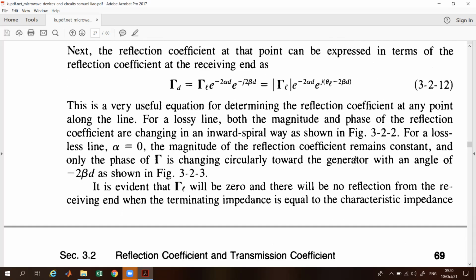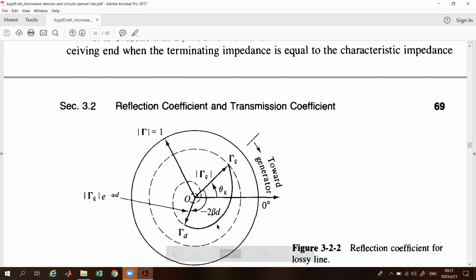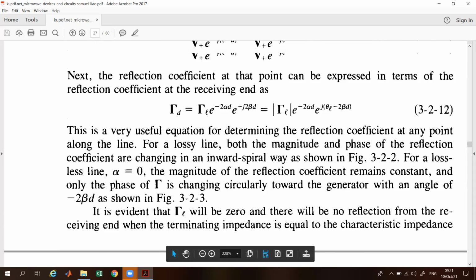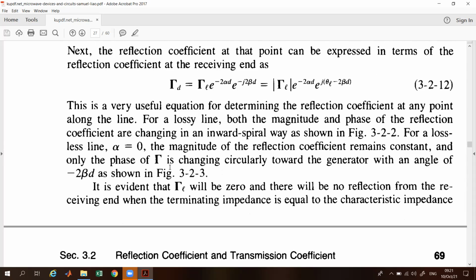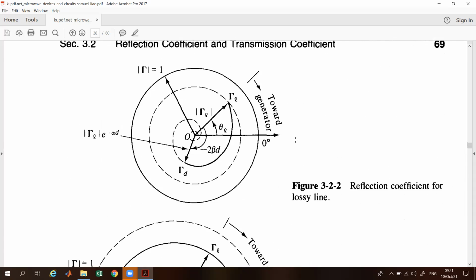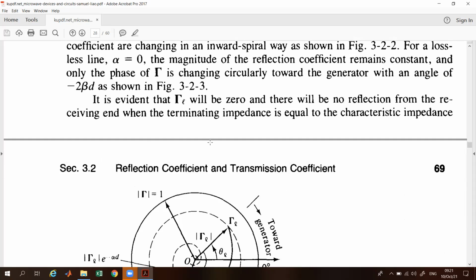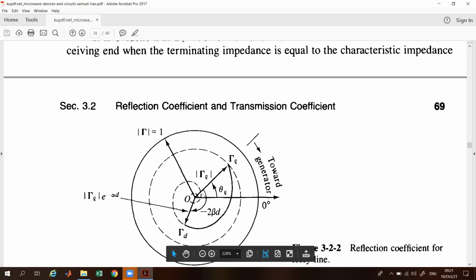Now, for the conditions of a lossy line, both the magnitude and phase of the reflection coefficient change in an inward spiral way. You need not know how they are changing; the only thing is that it's explained here how the shape changes. In a lossy line, your alpha is changing and beta is also changing. So you can say it changes in an inward spiral way, as shown in this figure. You can see that this part is a spiral.